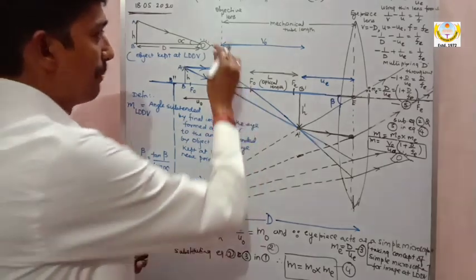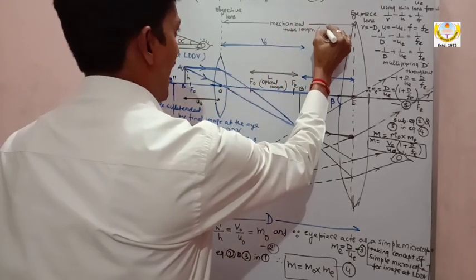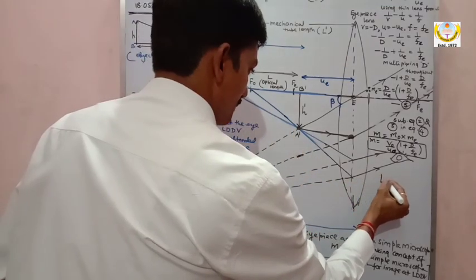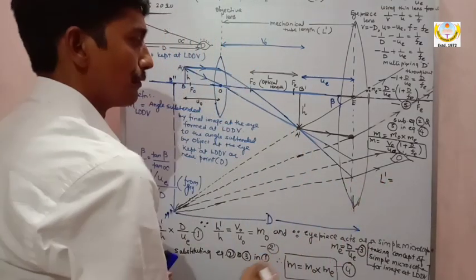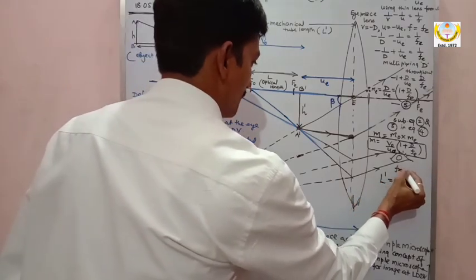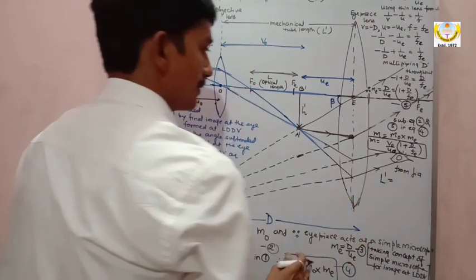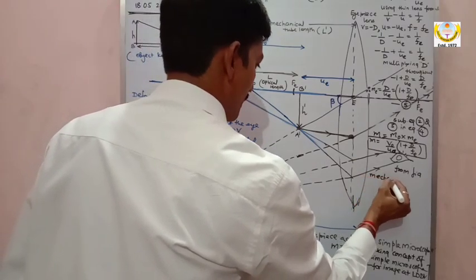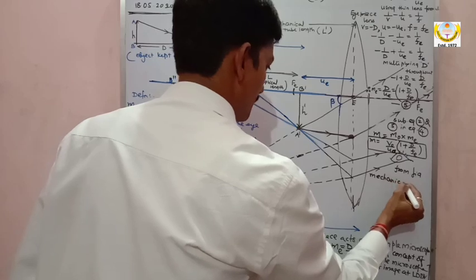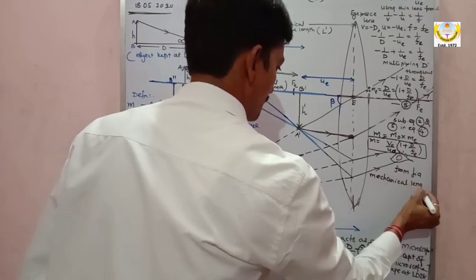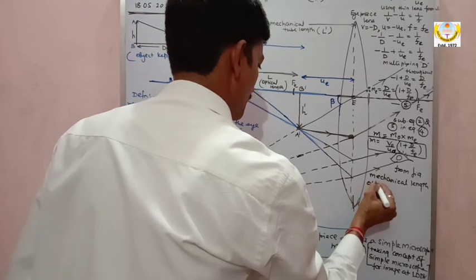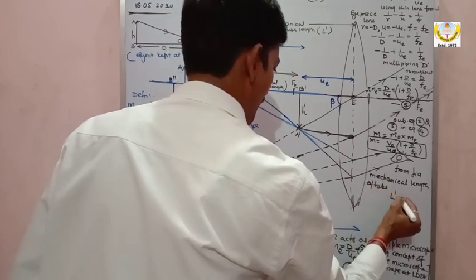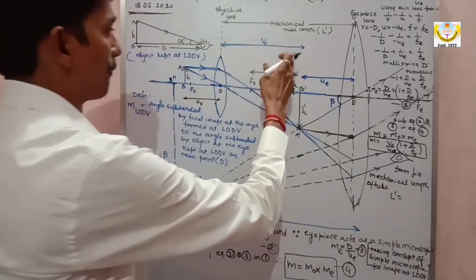And what is, my dear, the mechanical length of the tube? That is L dash. How much is L dash, from the figure? I am writing here, mechanical length of tube. I will get it as L dash, and that is equal to, you can see the figure carefully.